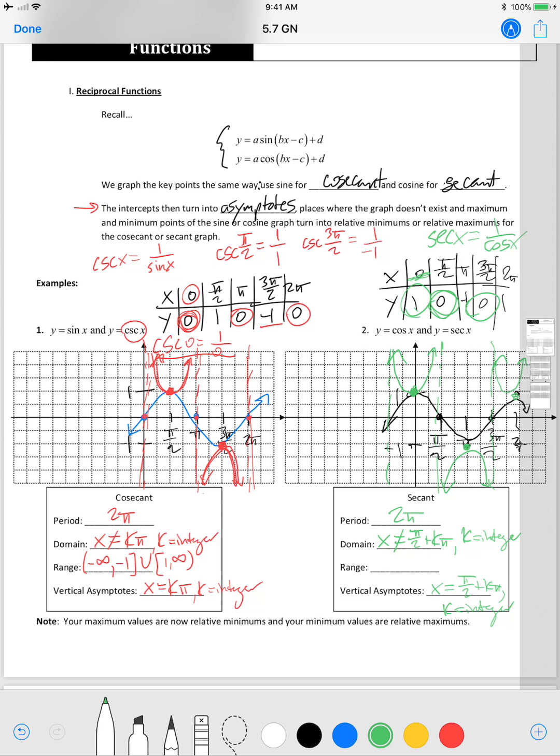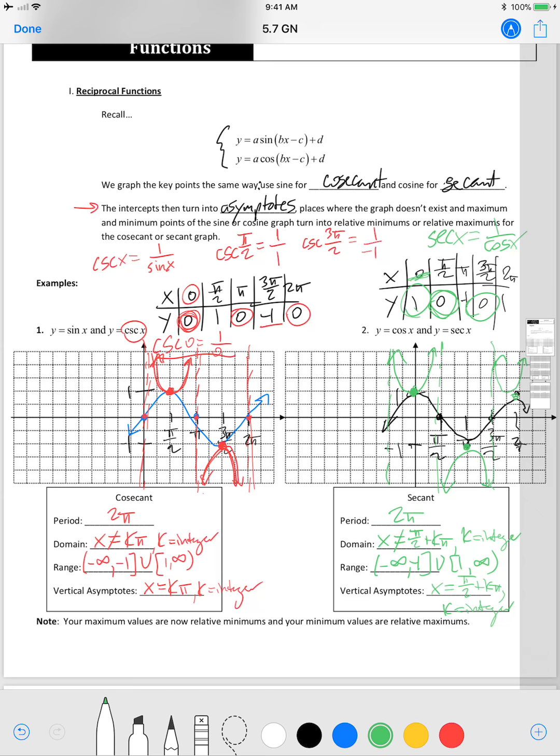And then the range is again from negative infinity to -1, goodness, I can't talk today. My apologies. And then from 1 to positive infinity. So again, your maximum values became minimums, and your minimum values became maximums. And then anywhere we had an x-intercept, anywhere y equals 0 before, became a vertical asymptote.